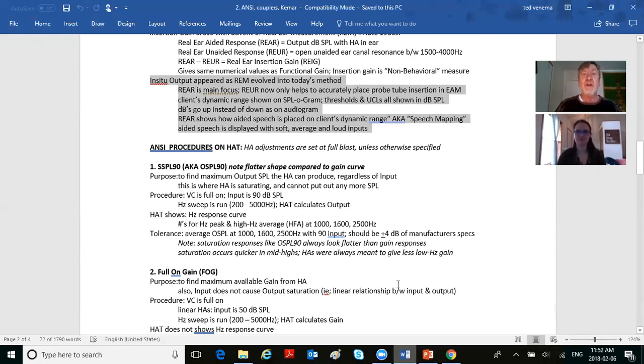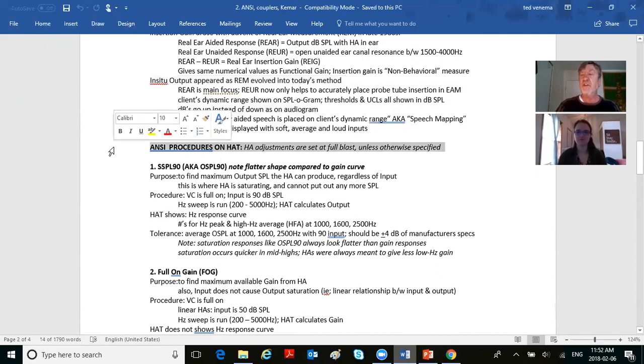So let's look at our ANSI procedures on a hearing aid test box. This is sort of like I'll have a sip of coffee here to mark that this is a change now in topic.